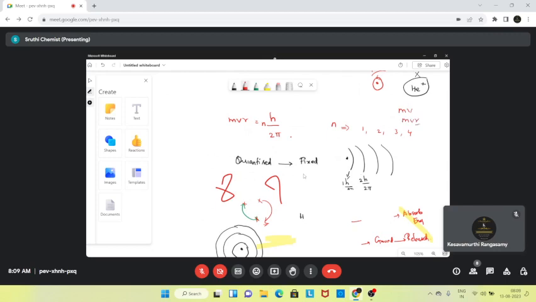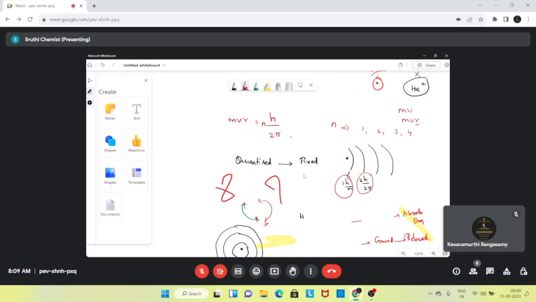So the electrons will only stay in the orbit where the h/2π is constant. For example, the first orbit has 1·h/2π, and the second orbit has 2·h/2π. Okay, so mvr is equal to nh/2π. The angular momentum is equal to an integral multiple of h/2π. So the electron will stay only in that orbit having nh/2π. This is an important point Bohr has said.